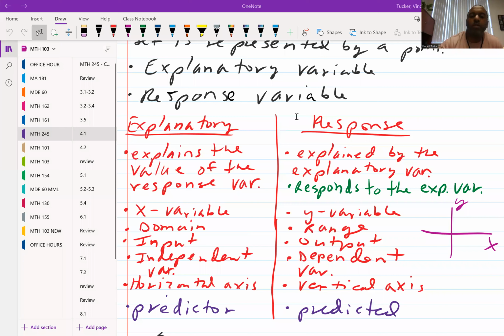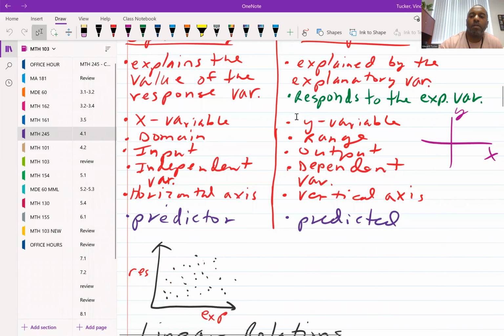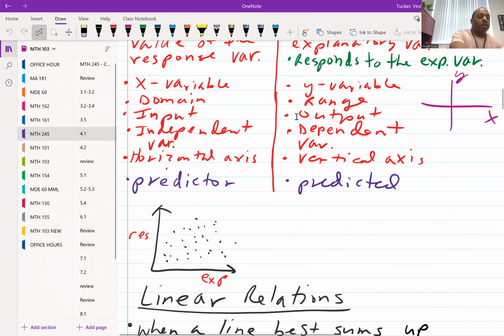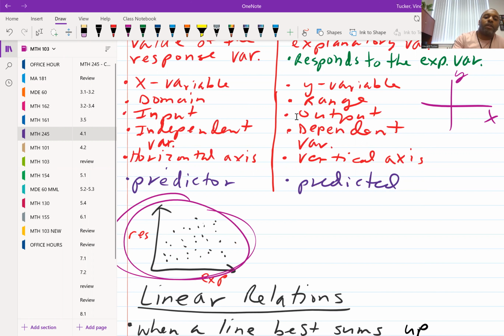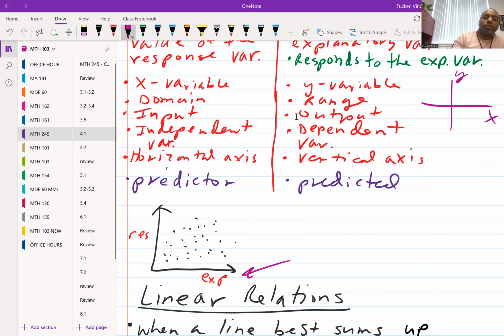All right, let me scroll up. So right here is just a generic example of how we'll be using our scatter diagram, scatter plot. The explanatory variable is your horizontal axis, the response variable is your vertical axis. We're only using the first quadrant. Remember your XY plane normally has four quadrants, going counterclockwise. We're only using the first quadrant for these, and all of our points, our dots, will be over here.